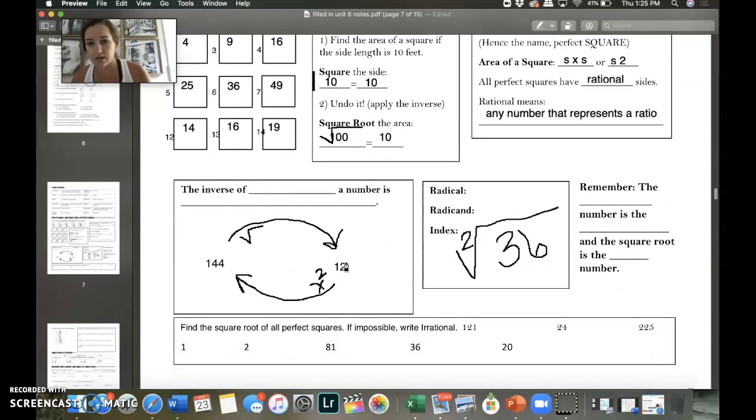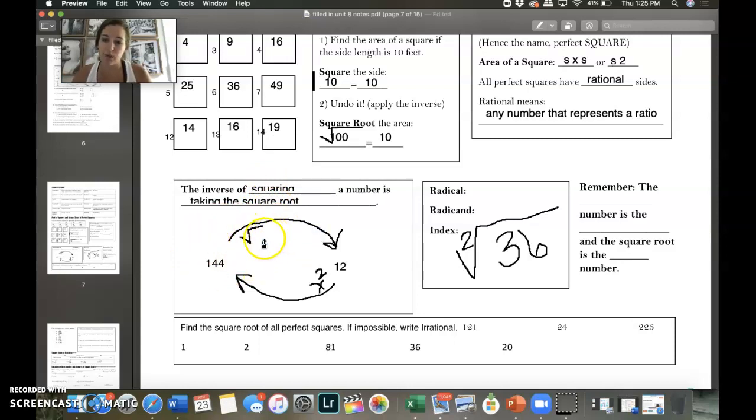All right, so scrolling down. So the inverse of squaring a number is taking the square root. I don't know why it's cut off. That's my bad.